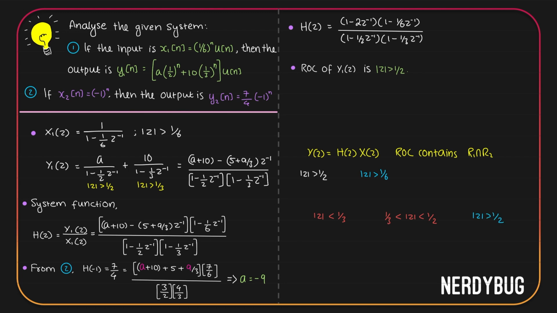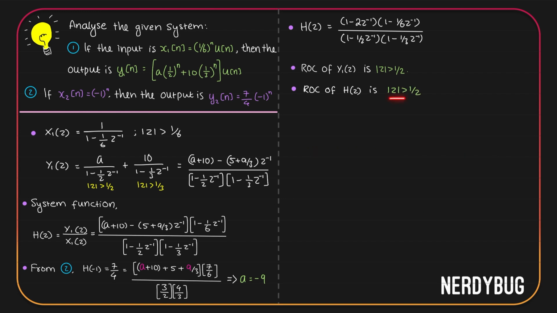Let's take the third one. For x of z, magnitude of z should be greater than 1 by 6. For h of z, it should be greater than 1 by 2. So their intersection will be greater than 1 by 2, which is exactly what we have over here. So the correct answer is magnitude of z is greater than 1 by 2. Let us write it down. ROC of h of z is magnitude of z being greater than 1 by 2. Since magnitude of z is greater than 1 by 2, ROC includes the unit circle, which means our system is stable. Now to check the causality, we have to check the order of the numerator and the denominator.